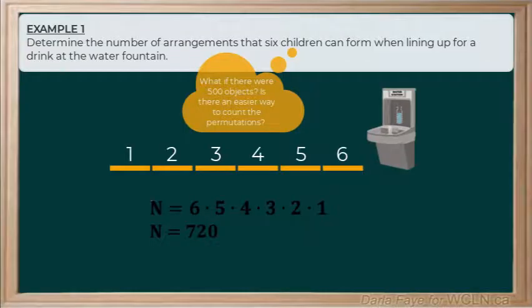Now, you might be asking yourself, well, this diagram is nice and all, but if I had 25 students to line up, or if I had 500 objects to put in order, isn't it going to take me a long time to draw out that diagram and multiply out all those factors? You'd be right. So lucky for us, we have a more concise way to write out expressions like this. We describe it as factorial notation. Let's take a look.